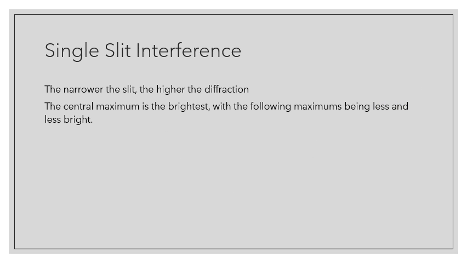So now we're going to go on to single slit interference. This is kind of like the diffraction patterns of water that we discussed in the first lesson of this unit. The narrower the slit, the higher the diffraction. Here the central maximum is the brightest, with the following maximums being less and less bright. So the pattern on the screen at the back looks something like this.